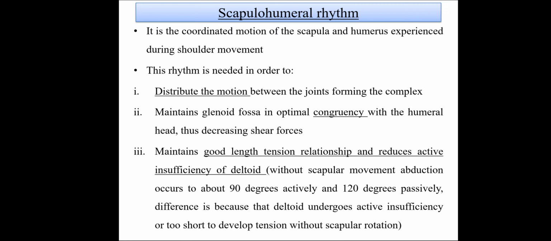The main action of the rotator cuff muscle is to centralize the humeral head during movement, that is, providing dynamic stability. In the absence of the rotator cuff, the humeral head might get dislocated. Hence, scapulohumeral rhythm maintains the glenoid fossa in optimal congruency with the humeral head, thus decreasing the shear force. Third point is it maintains a good length-tension relationship and reduces active insufficiency of the deltoid.